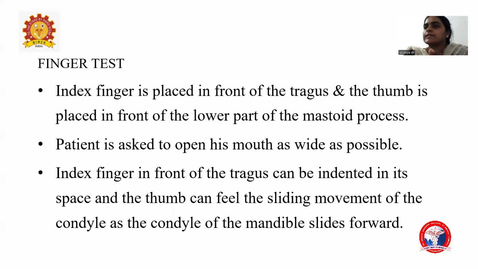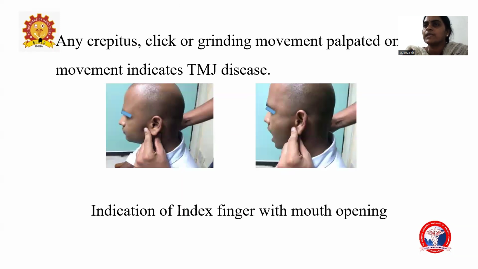The index finger in front of the tragus can be indented in its place, and the thumb can feel the sliding movement of the condyle as the condyle of the mandible slides forward. Any crepitus or click or grinding movement palpated on movement indicates TMJ disorder. This is the figure showing the finger test. Finger sliding without any crepitus is normal. With crepitus, it includes TMJ ankylosis or any tumor or any fibrosis.